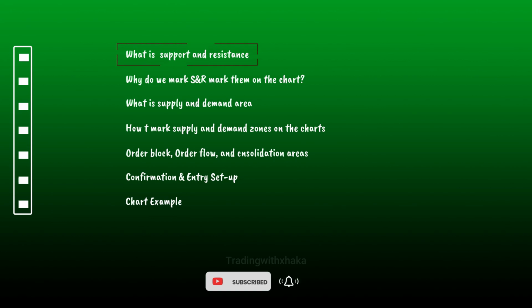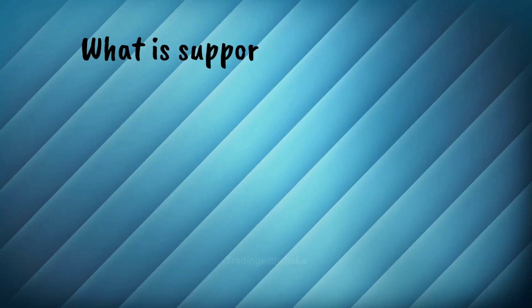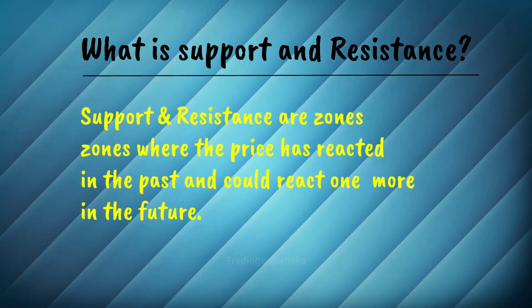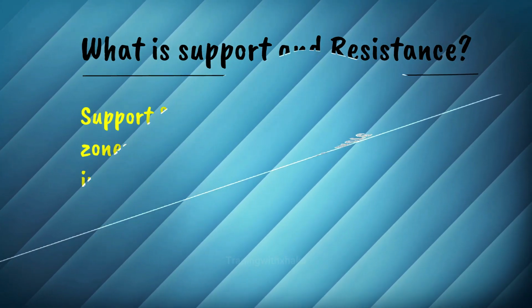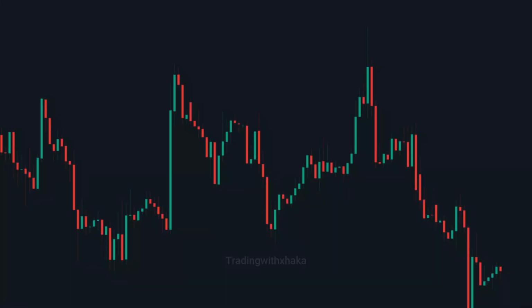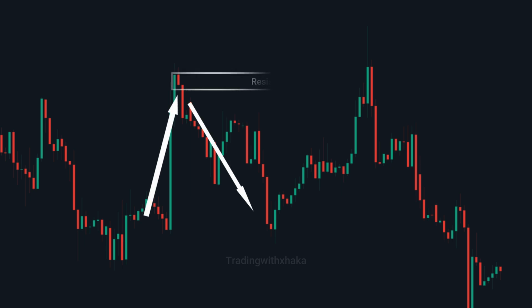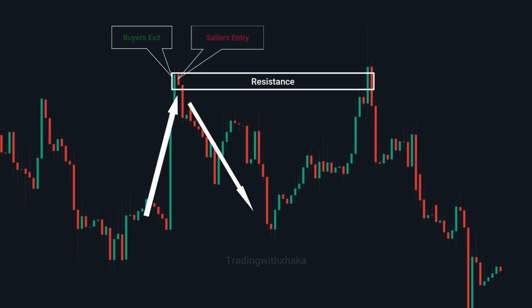Firstly, what is support and resistance? Support and resistance are zones where the price has reacted in the past and could react once more in the future. Now on the chart, you've noticed that the price has pushed up, hit this area, and reversed. We call this area a resistance, indicating that for whatever reason, the sellers have opened short positions and the buyers have closed their longs. This double action is what makes the price reverse from this area.